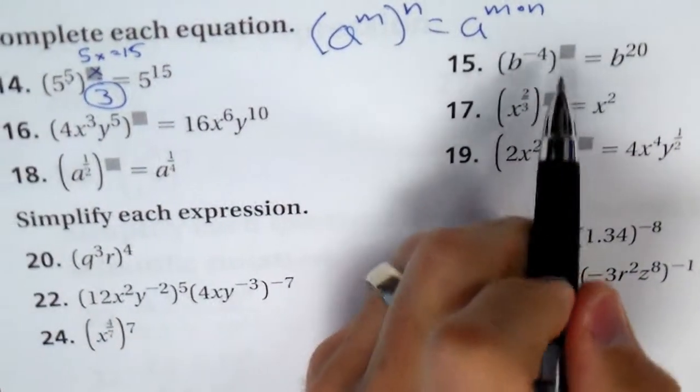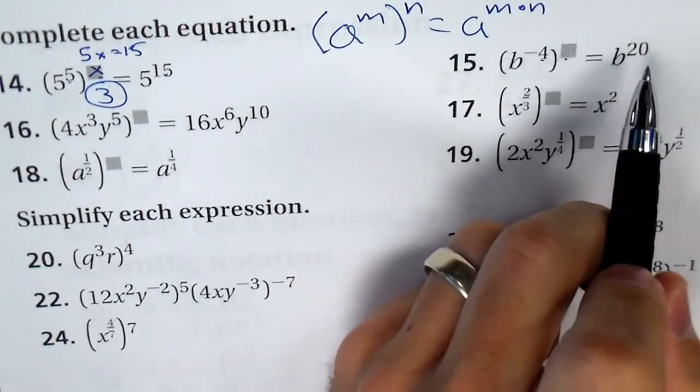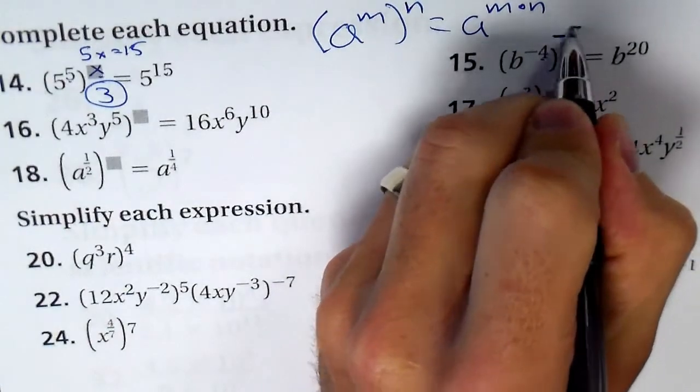For number 15, negative 4 times what is 20? That's going to be negative 5.